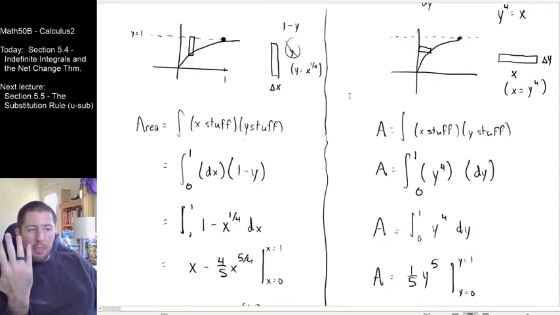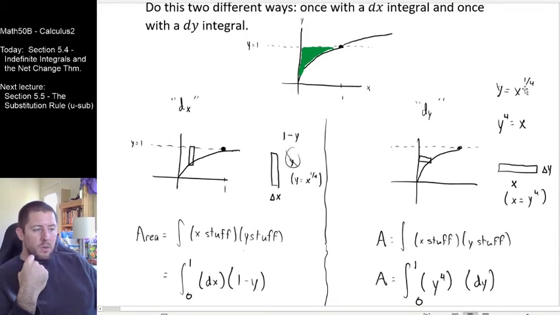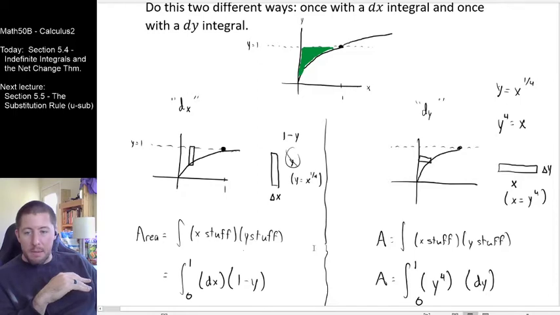Right? So both of these had their own little snags. Again, notice in this one we had to rewrite our equation in terms of the other variable here. We had to go from y equals x to the 1/4 to x equals y to the 4th. But I think that's an easier flip right there than doing this guy. But again, you should definitely be able to do this both ways.